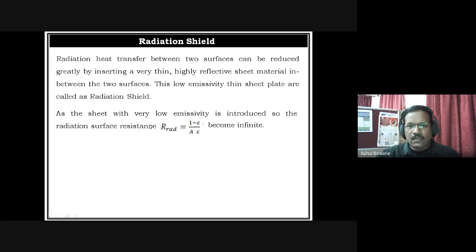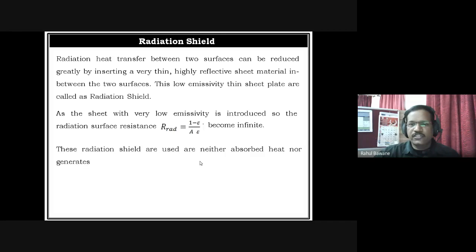So by inserting any radiation shield, we are actually using high surface resistance so that our radiation rate will be reduced. Now these radiation shields are not absorbing any radiation heat, and they are not generating any radiation heat. Radiation shield is many times asked in practical exams: how does it work, how does it reduce the radiation?